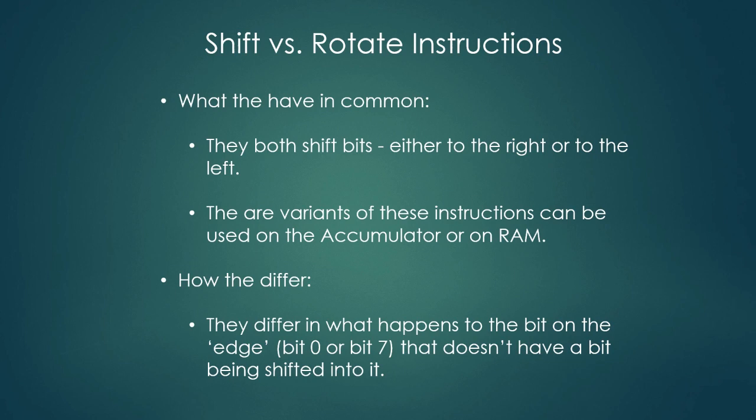Let's look at what's different and what's similar in the shift and rotate instructions. What they have in common is that they both shift bits, either to the right or to the left. And there are variants of these instructions that can be used either on the accumulator or on an address in RAM. They only differ in what happens to the bit on the edge. That would be bit 0 or bit 7 that doesn't have a bit being shifted into it.